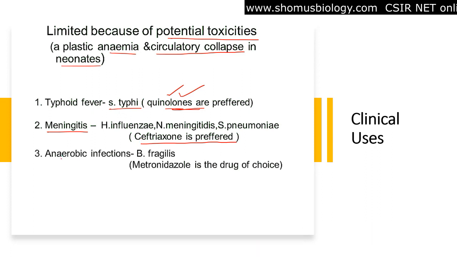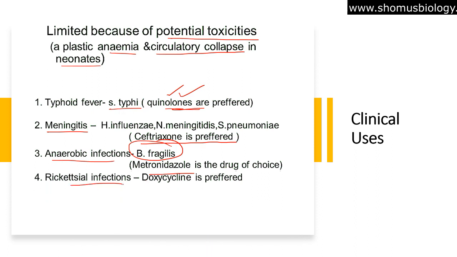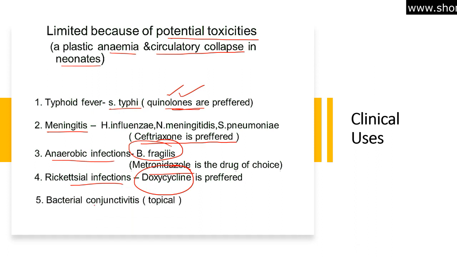The third one, again, is anaerobic infections, most of these anaerobic infections like Bacteroides fragilis. In this case metronidazole is the drug of choice, the preferred drug, but if it's not working, then you use chloramphenicol. And in rickettsial infection, doxycycline is preferred, but if doxycycline is unavailable or non-responsive, then we move to chloramphenicol. And lastly, bacterial conjunctivitis.